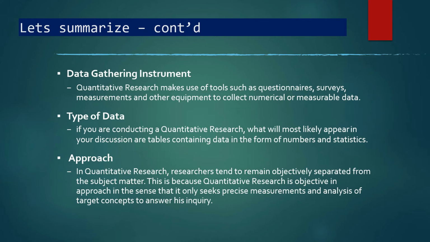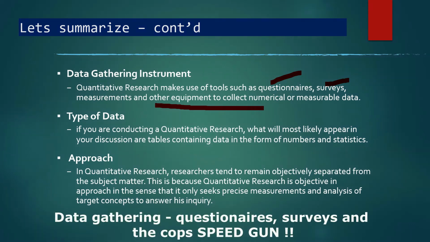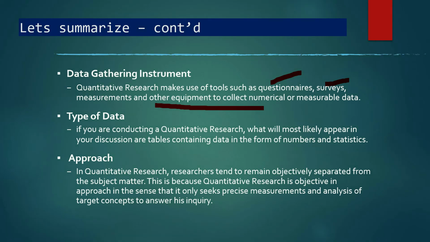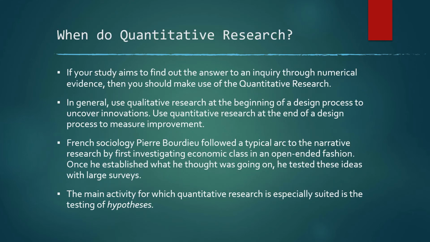Data gathering instruments. Typically, in quantitative analysis, you use things like questionnaires, surveys, or measurements, and other equipment to collect data. Remember the illustration with the cop. His speed gun was actually a data gathering instrument to collect the speed at which you were driving, right? So that was actually a quantitative analysis instrument. The type of data, again, we talked about is numbers and statistics.